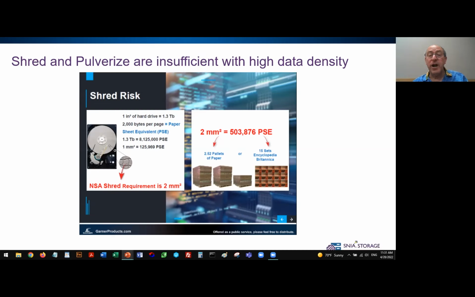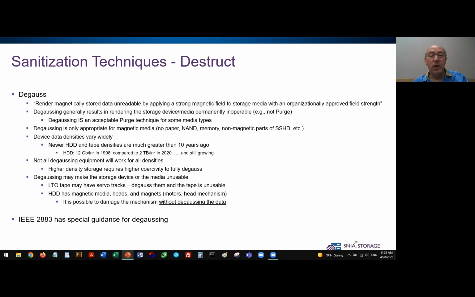So even if you shatter your hard drive into little pieces, there could be enormous amounts of data recoverable from there. The NSA shred limit is 2 millimeters squared, but that's still an enormous amount of paper sheet equivalents. Degaussing has its own problems. If you have a degausser that worked fine 10 years ago, it won't work with the data densities that we have today.